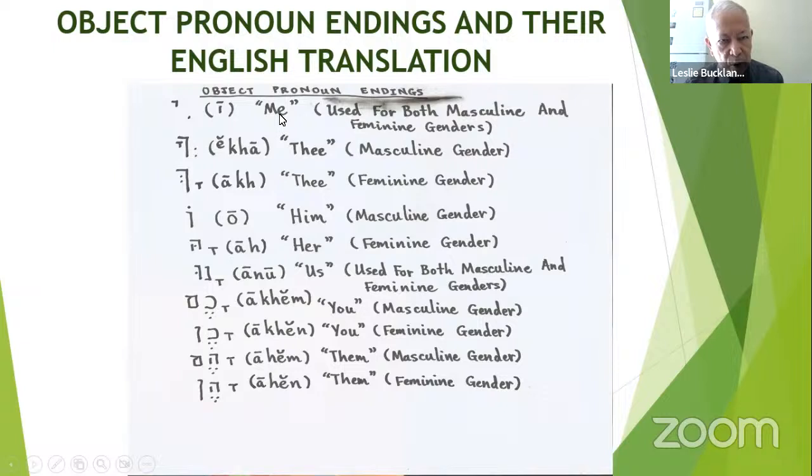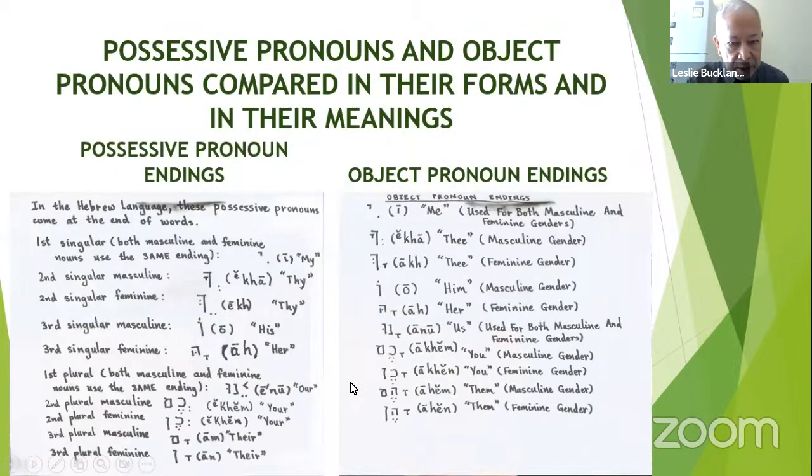So these are the object pronouns. You have me instead of my, thee instead of thy, him instead of his. Her remains the same for both the possessive and the object pronoun ending. You have us instead of our, you instead of your, them instead of their. Now let us compare them. These are the possessive pronoun endings on the left-hand side, and these are the object pronoun endings on the right-hand side.